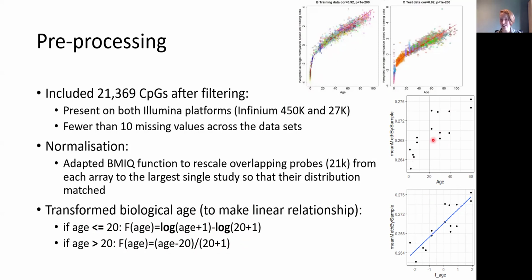So this is just an example on the right here. You can see this is linear age as it was originally, and you have this log relationship here. It's harder to see because there's fewer data points, but when you transform the age, which is generally called F age, you get a much more linear relationship between age and methylation. This is important because we're going to do a linear model that expects a linear relationship. So this allows them to use that model later on.